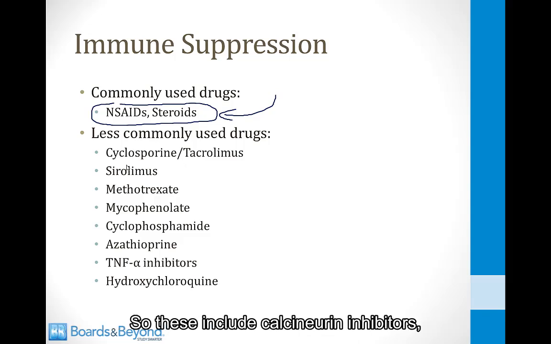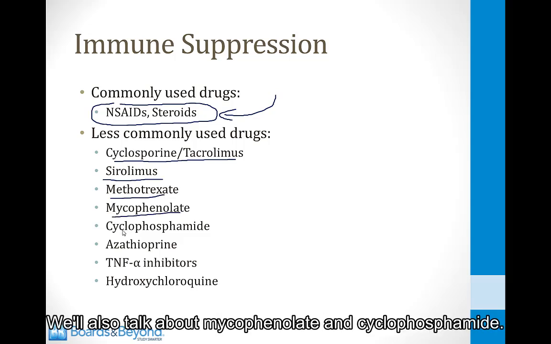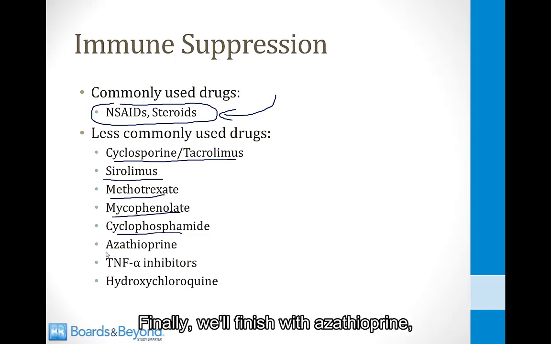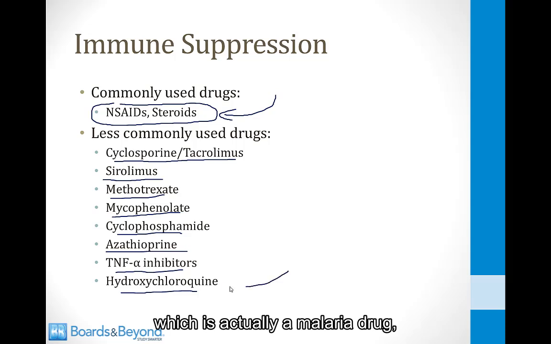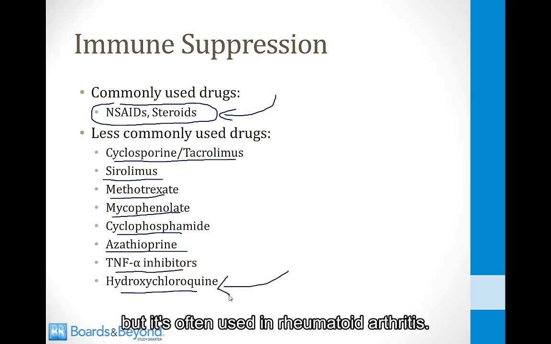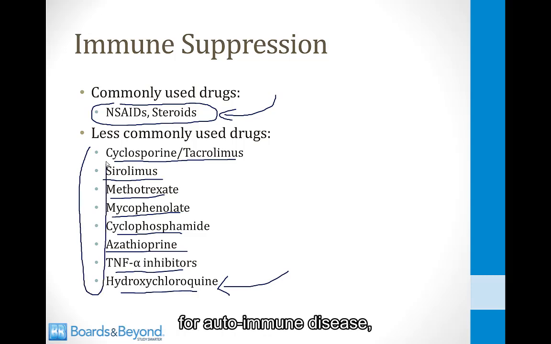So these include calcineurin inhibitors like cyclosporin and tacrolimus, also sirolimus and methotrexate. We'll also talk about mycophenolate and cyclophosphamide. Finally, we'll finish with azathioprine, the TNF-alpha inhibitors, and hydroxychloroquine, which is actually a malaria drug, but it's often used in rheumatoid arthritis. And all of these drugs here are generally reserved for autoimmune disease or serious rheumatological conditions, and also they are sometimes used to prevent transplant rejection.